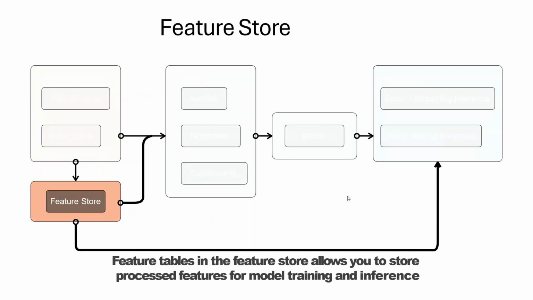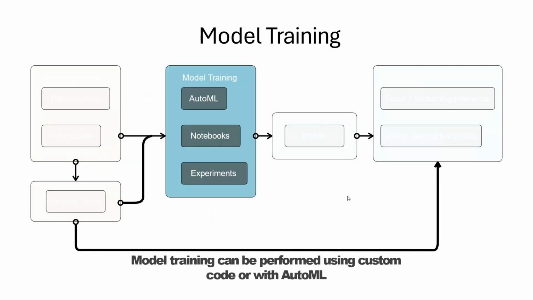Feature store: feature tables in the feature store allow you to store processed features for model training and inference. After that, you have the AutoML notebook and experiment. Model training can be performed using custom code or with AutoML.